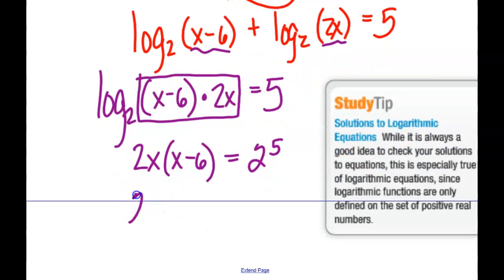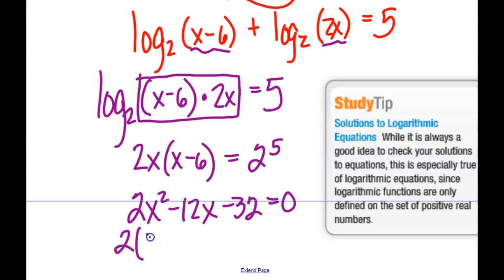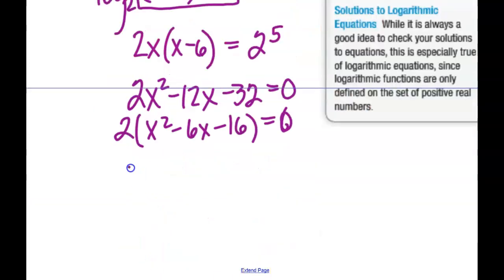Now, distributing this, 2x squared minus 12x, I'm going to subtract this 32 over to the other side at the same time because anytime we have an x squared, we have to make it equal to 0. I take out a 2, that's an x squared minus 6x minus 16. Factors of 16 that make 6, guys. Factors of 16 that make 6. 8 times 2, does that work?